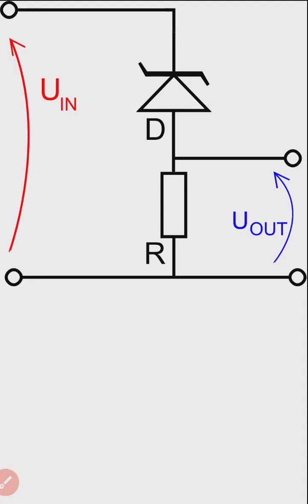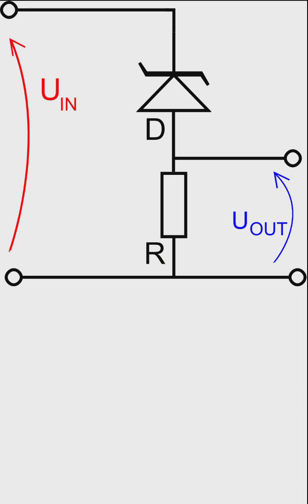Hello, so here is our circuit that consists of an input voltage source called U in, and we have a Zener diode, we have a resistor R, and the voltage is to be measured across this resistor R, that is the U out. So how to analyze this circuit?